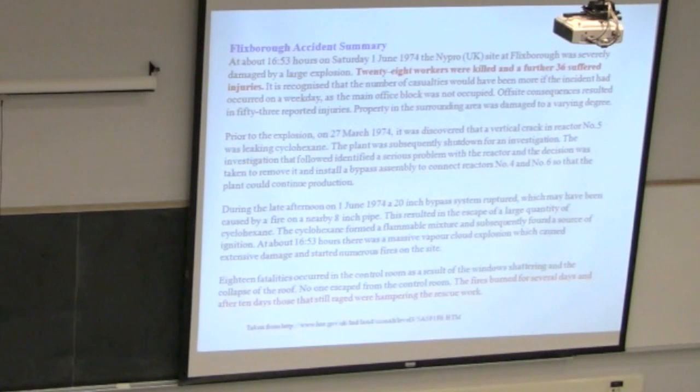Liquid flammable material is fairly easy to deal with. It's on the ground, it's got low contact area with the atmosphere. Vapor has far, far greater contact with oxygen and a continual source of oxygen. So vapor explosions are always much, much larger and more extensive than the liquid explosion. There were 18 fatalities in the control room because of the projectiles of the windows shattering. Fires burned for several days, and that was it. But let's understand what happened.